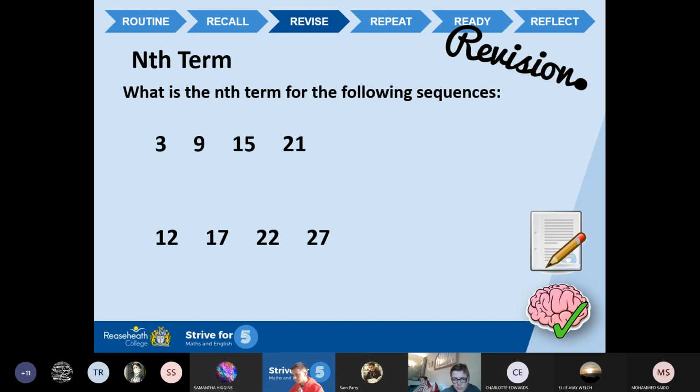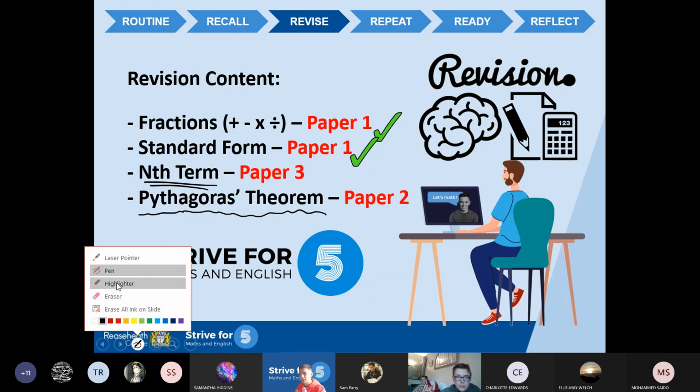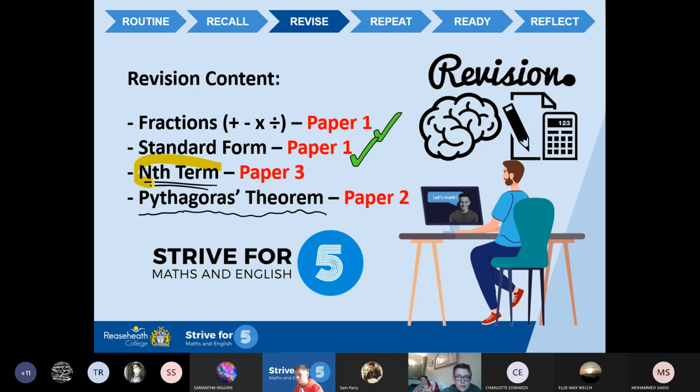Right, what we're going to do, we're going to have a 2-minute break before we do nth term. Now, Pythagoras' theorem, I'm going to save for another day when we're going to do it at the start when we're fresh. So we're going to finish on nth term, but we're going to give ourselves a 2-minute break. That gives me a chance to get a drink, gives you guys a chance to go to the toilet, but it gives you a chance just to relax a little bit because concentrating for an hour and 20 minutes or so is quite a difficult thing. So 2 minutes and we'll come back.